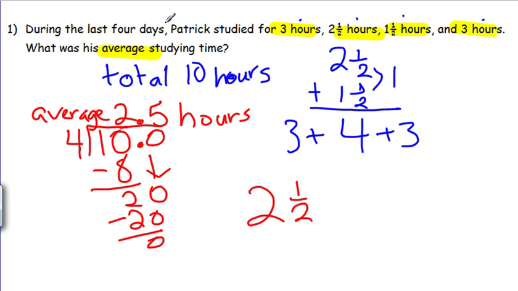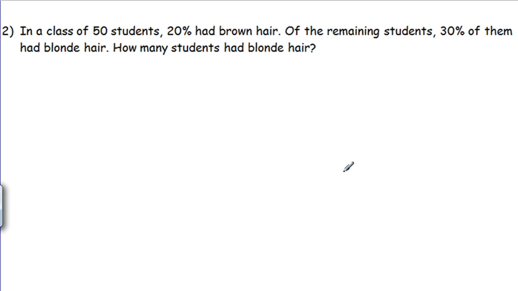Remember, this was Patrick. Alright, number 2. Class of 50 students, 20% had brown hair. Of the remaining students, 30% of them had blonde hair. So this is kind of a 2-step problem, and probably the one that'll take the most time today. So one of the key words here is it says the remaining students. So when we say 30% are blonde, it's not 30% of 50, it's actually 30% of the kids that don't have brown hair. So what we need to figure out first is how many of our kids have brown hair.